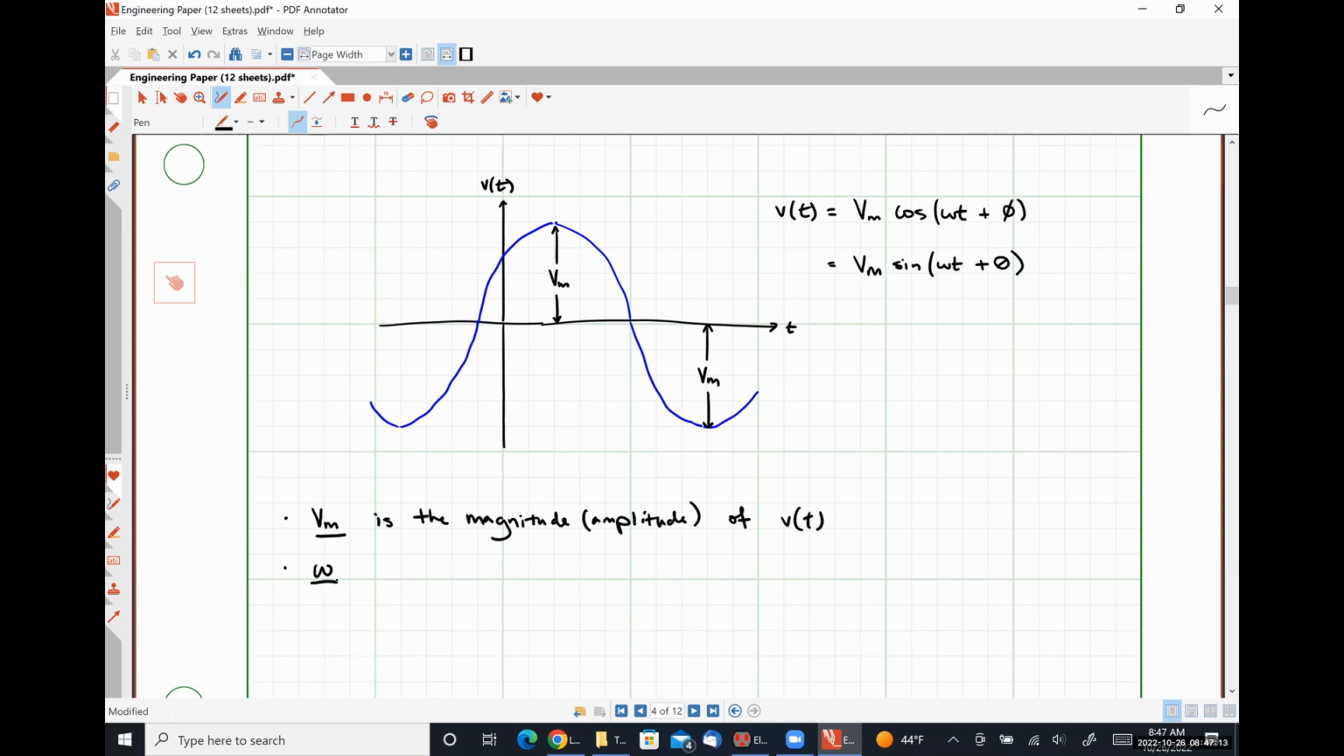Omega is the angular frequency of our sinusoidal signal. Okay. So it is measured in radians per second. Always, always, always. Angular frequency is measured in radians per second. Okay. Now, right now, this might not mean anything to you, so I want to talk our way through it.